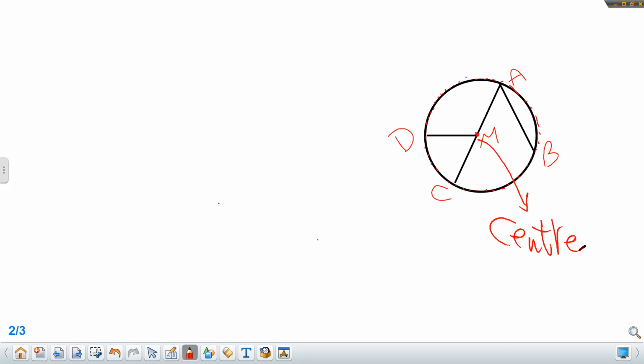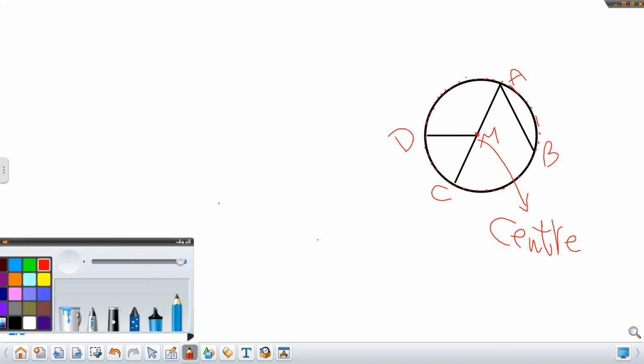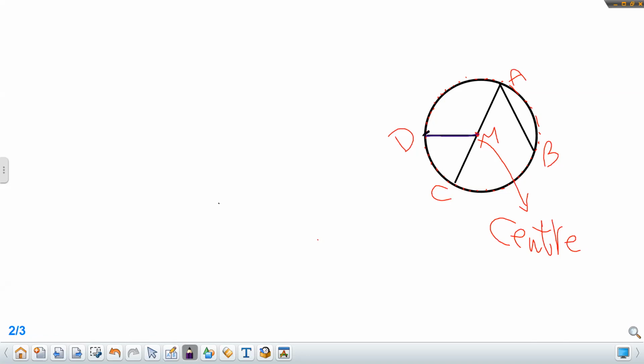Okay, this is number one, the center of the circle. The center of the circle is a point in the middle of the circle, equidistant from each point on the circle. Number two, if I draw a segment from the center to any point on the circle, like MD, like MC, like MA, then MD is called a radius.